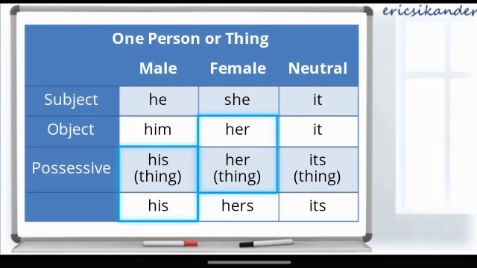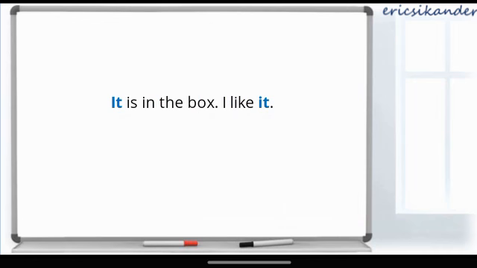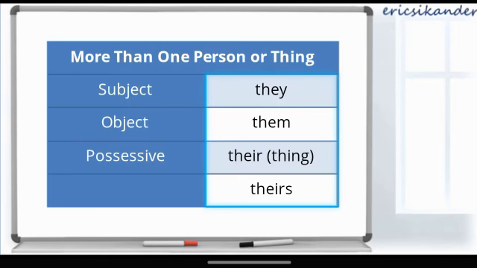Did you notice that both male and female pronouns use one word twice? For male, his is all possessive words. For female, her is used as an object and as a possessive when there's a noun after it. There are only two neutral pronouns, it and its. Just remember that its with an S shows ownership. It is in the box. I like it. That is its color. The color is its.